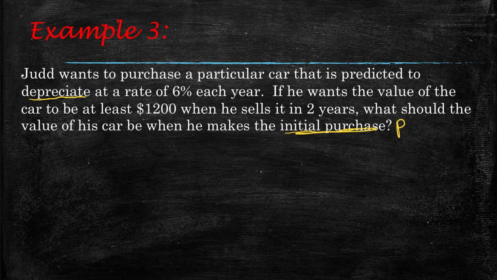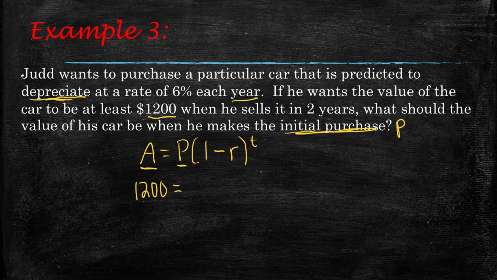Now, it doesn't say anything about it being compounded interest or anything. It does say that it's each year. And so we can just use the simple interest formula, which is A equals P times 1. Now, it is depreciating, so we're going to do minus R to the T power. And so let's plug in what we have. Now, this time, since we're trying to find our P value, we know the after amount. He wants it to be at least $1,200 when he sells it. So that's going to be the after amount.